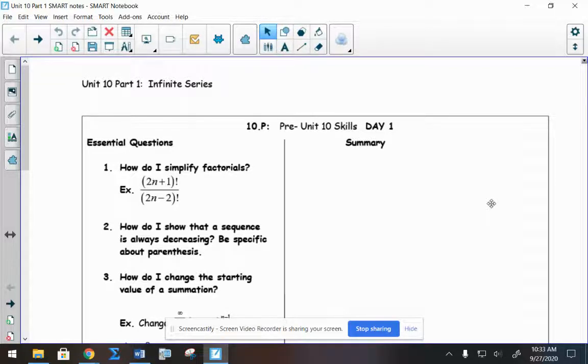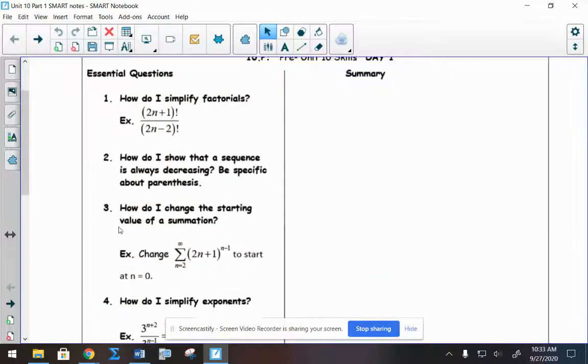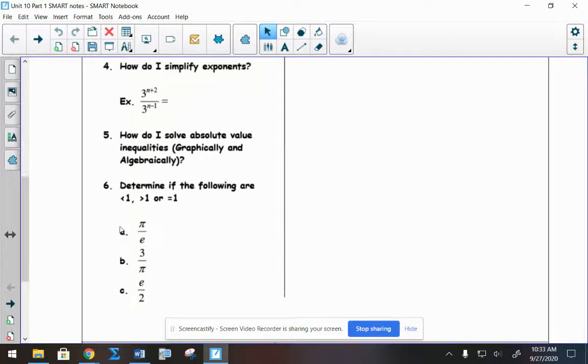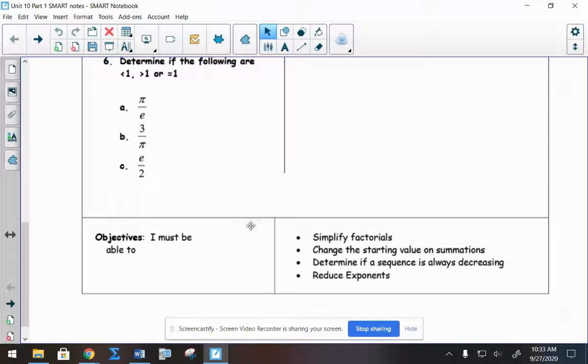So here in these essential questions, if you want to talk about them together, we can, to really make sure you understand them. But I want you to answer them on your own if you can try to do that for me. So objectives today, we're going to simplify factorials, change the starting value of summations, determine if a sequence is always decreasing or not, and try to reduce some exponents.